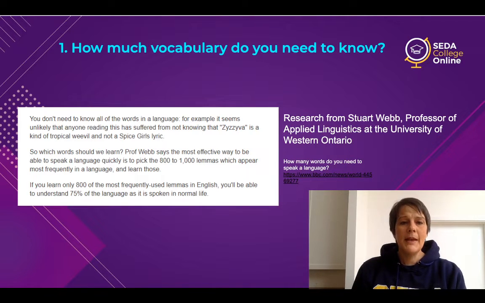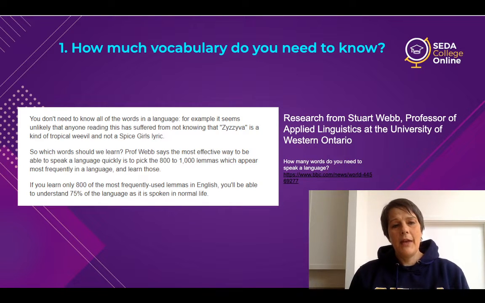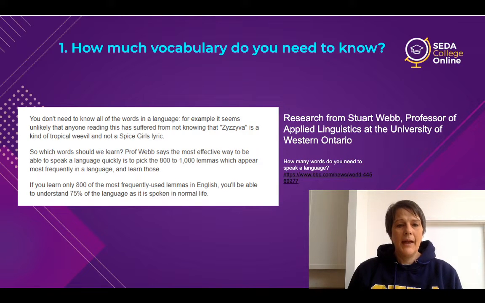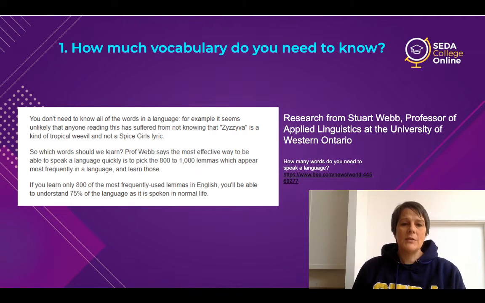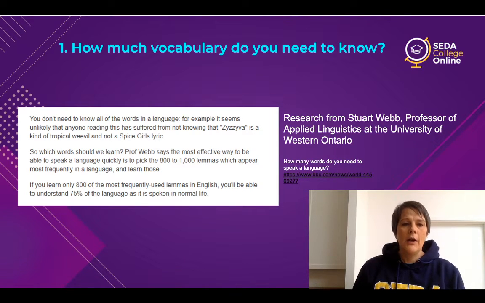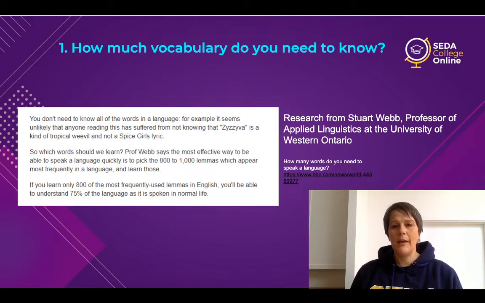So Professor Webb says that if you want to be effective, you need to pick up 800 to 1,000 lemma, or word groups, and learn those. So you need to know which are the essential 1,000 words that you need to learn. And then once you've learned those 800 word families, you'll understand 75% of the language that's spoken in normal life.